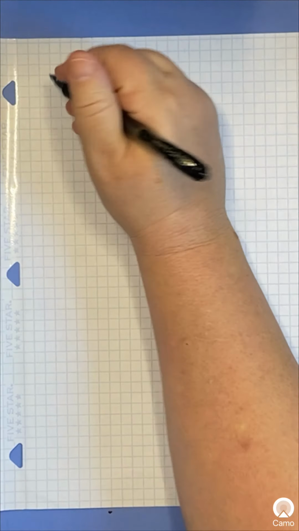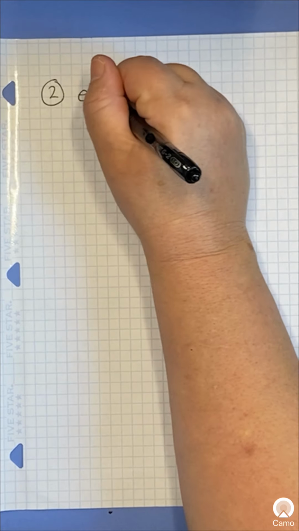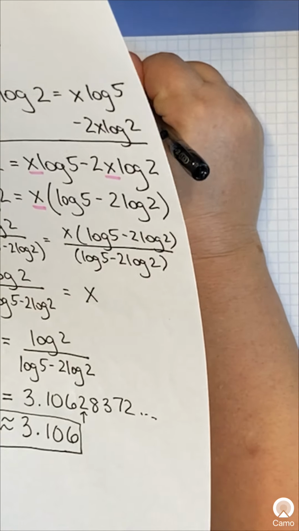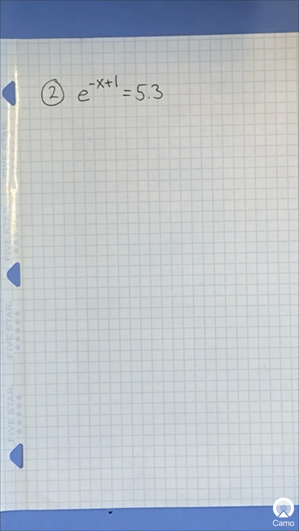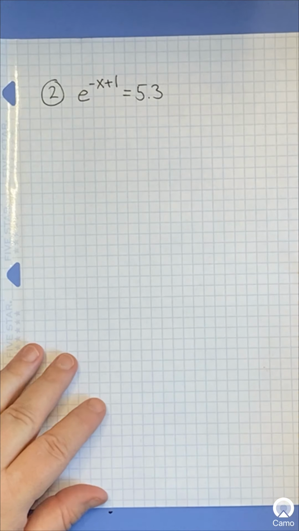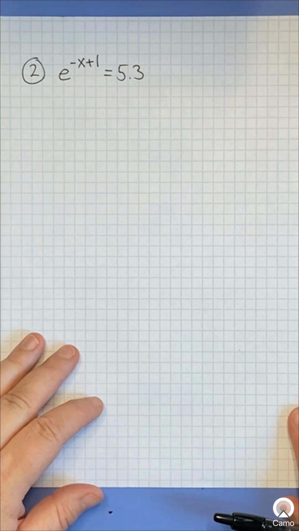Okay, so this one is number 2. It's e to the opposite of x plus 1 equals 5.3. Believe it or not, even though this one has somewhat scarier numbers, it's actually easier than the previous one.